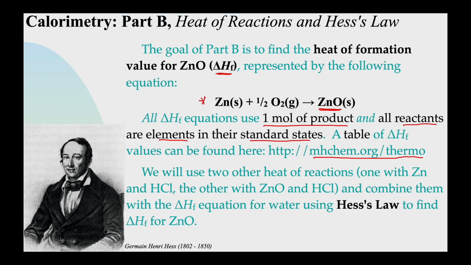So in part B, you're essentially going to do 2 experiments, zinc plus HCl and zinc oxide plus HCl. You'll measure a change in temperature, and they're both going to be exothermic, lots of energy given off. You can convert that to a delta H for each of those equations and combine that with a third equation to give our desired delta HF for the zinc oxide reaction right there.